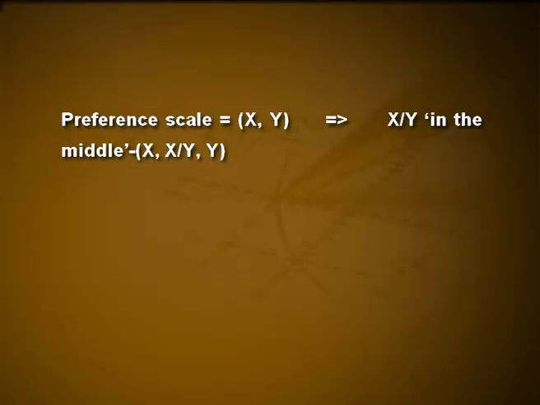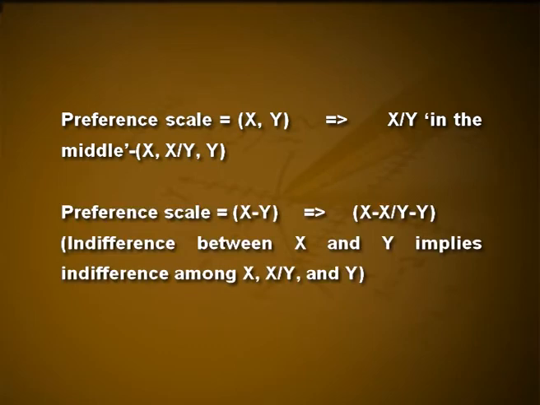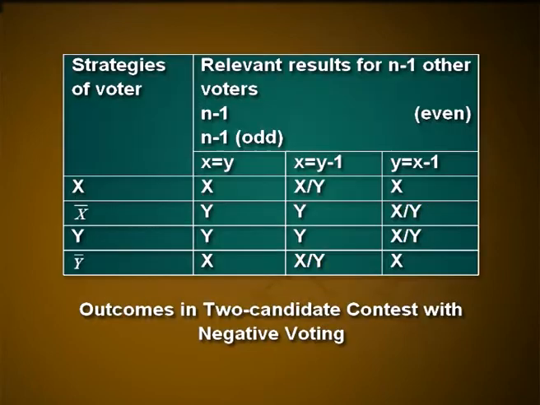Thus, if his preference scale is X > Y, it follows that he will rank the tied outcome, X by Y, in the middle. If his preference scale is X ~ Y, then X ~ X by Y ~ Y, since indifference between X and Y implies indifference among X, X by Y, and Y. Let us see table 1. It gives the outcomes in a 2-candidate contest with negative voting.